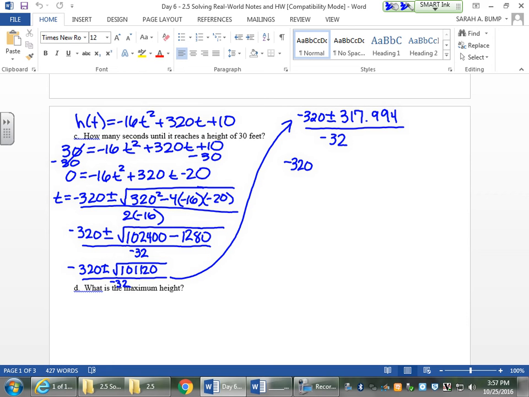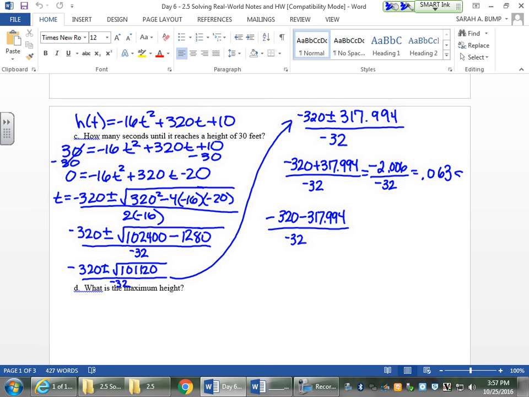So I'll have negative 320 plus 317.994 over negative 32. And negative 320 minus 317.994 over negative 32. First one, negative 320 plus 317.994. It's going to give me negative 2.006 divided by negative 32. And if I divide that, I'm going to get 0.063 seconds.